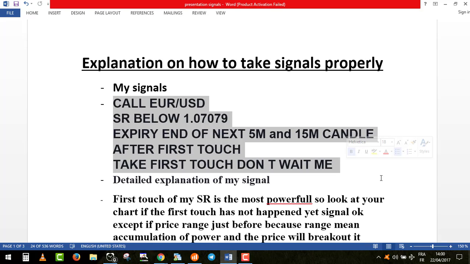rate below 1.07079. Expiry time will be the end of the next 5 minutes and the end of the next 15 minutes candle after the first touch.